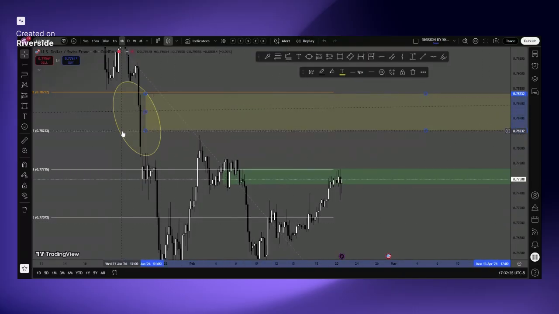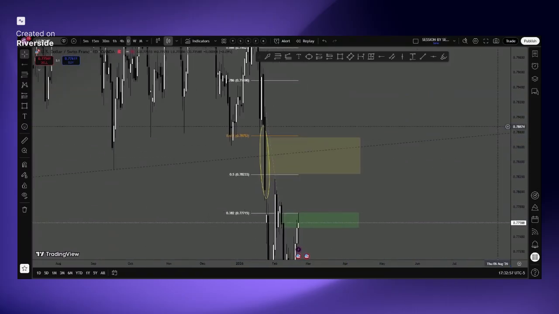When it comes back up to this area here, which is an even better area to come to, I'll take it. If it comes to that area, I'll take it. That's an even better risk to reward ratio for me, in my opinion. Right. So that's bias number two. Right. Let's go back up to the daily.